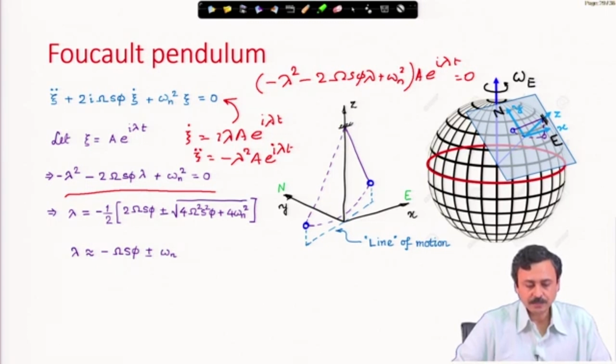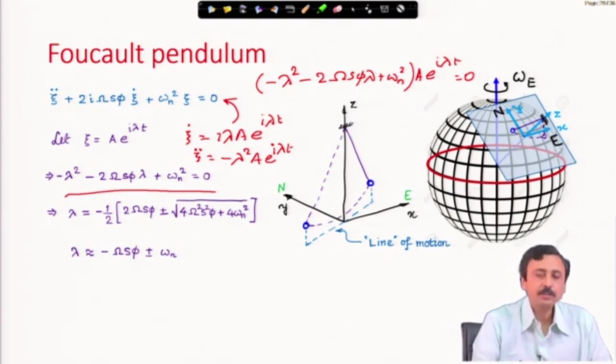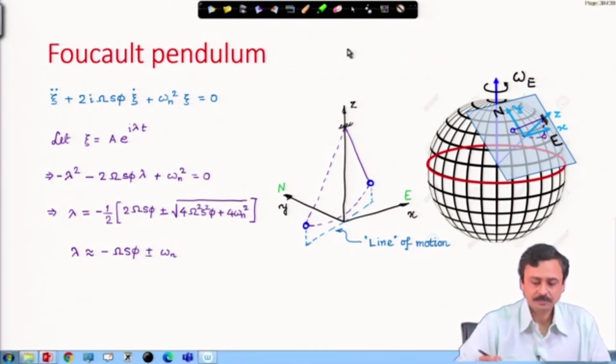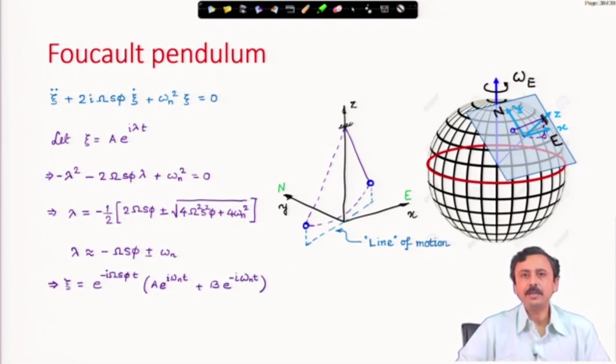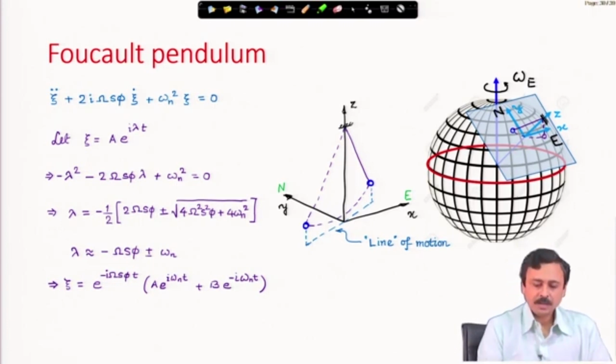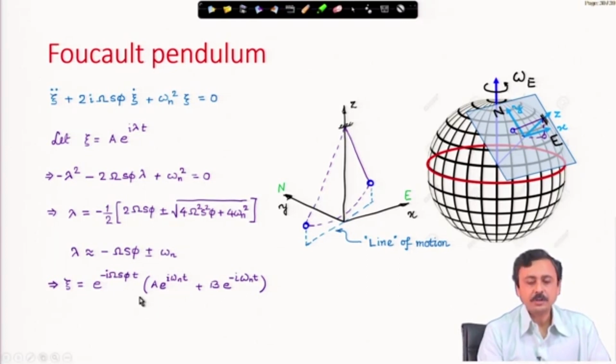Now, with this expression of lambda, we are going to substitute back. There are two solutions. We are going to substitute back in the expression of xi and write down the most general solution like this. A and B are arbitrary constants, complex in general. Therefore, you have this as your solution.